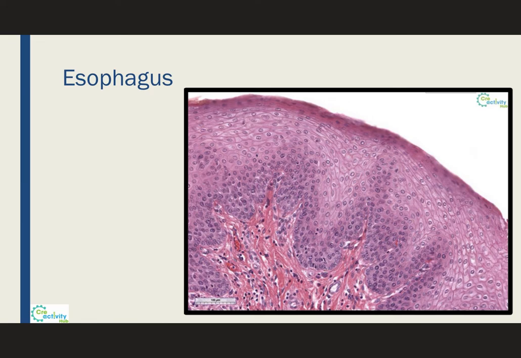Previously, we have covered all of the simple epithelia. Now we will move on to the stratified epithelia, meaning that the cells are going to be arranged forming several layers. Let's start with the stratified squamous epithelium. The typical example of this type of tissue is the esophagus.